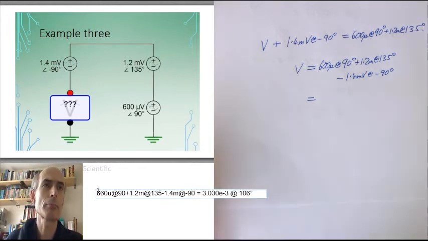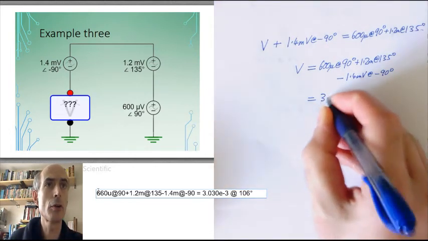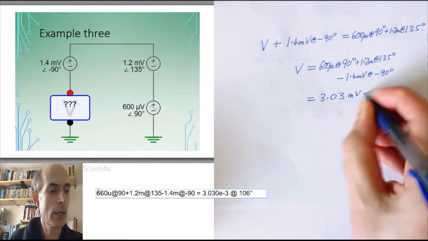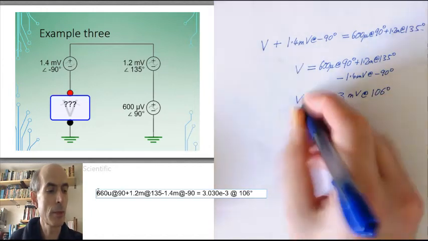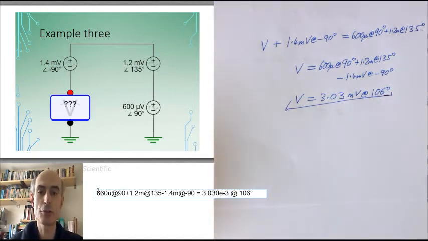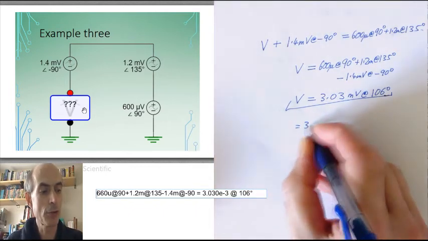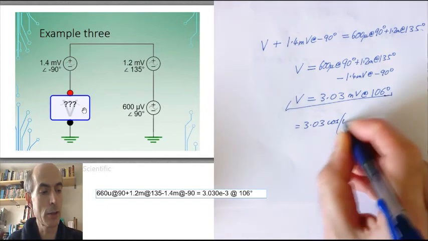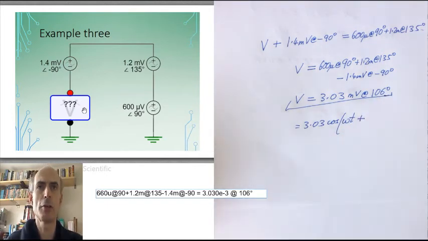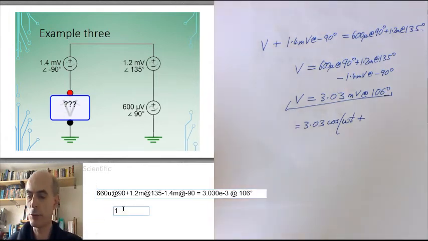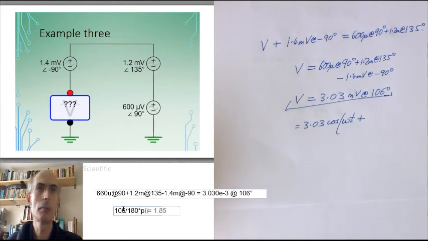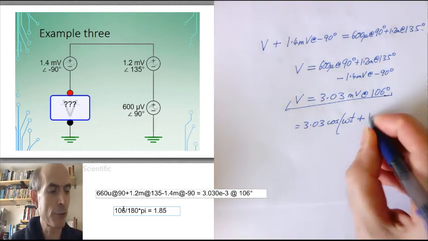3.03 millivolts at 106 degrees. So that's the phasor representation of the voltage across this voltmeter. And once again, if I wanted to express that as a time domain waveform, I would just write it as 3.03 cosine omega t plus the equivalent of 106 degrees in radians, which would be, let's see, 106 divided by 180 times pi, or about 1.85 radians.